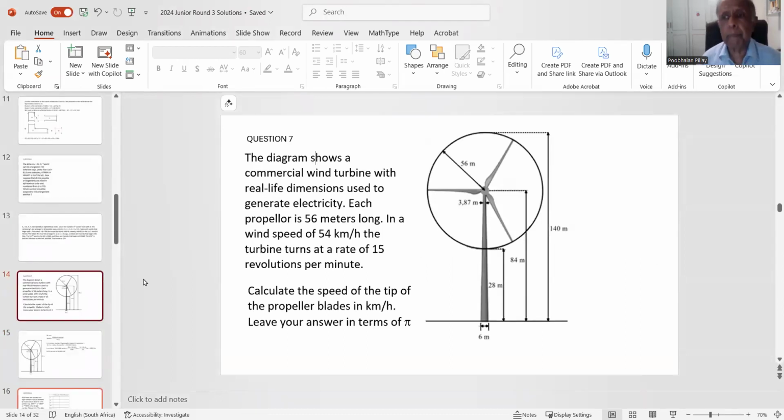Question 7. Oh, you got another complicated looking diagram here. The diagram shows a commercial wind turbine with real life dimensions. But anyway, each propeller is 56 meters long. Okay, so you got a propeller. These are propellers. It's 56 meters long. It's written there. And in a wind speed of 54 kilometers per hour, the turbine turns at the rate of 15 revolutions per minute.